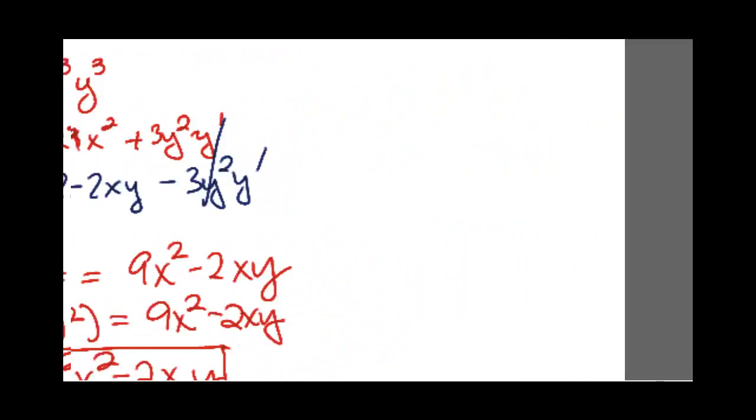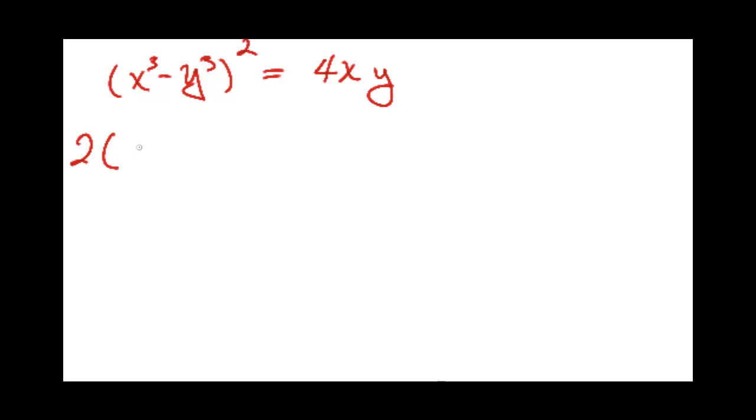Let's look at another example. Let's try x cubed minus y cubed, squared, equals 4xy. So the left side is going to be a chain rule, so we bring the 2 down, rewrite, subtract 1, and then the derivative of the inside is 3x squared minus 3y squared y prime, because I derived a y there.